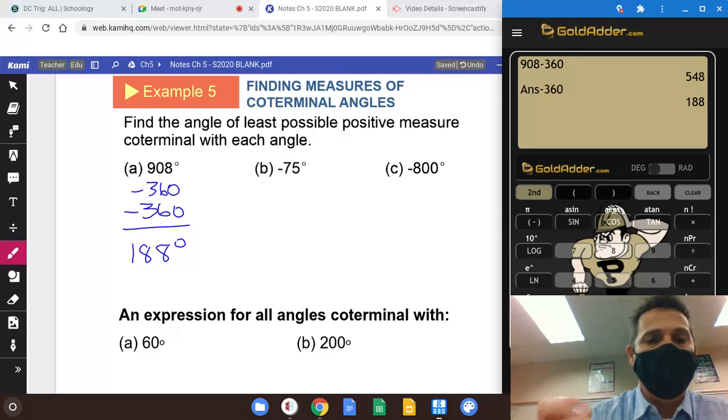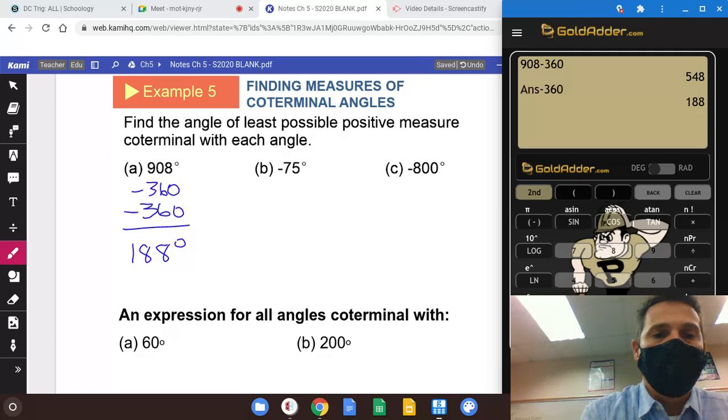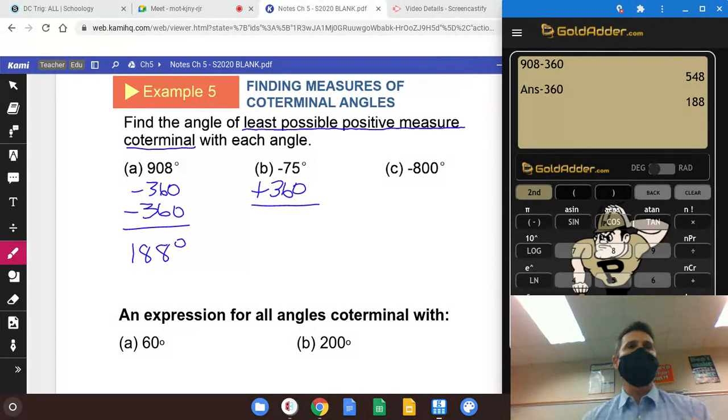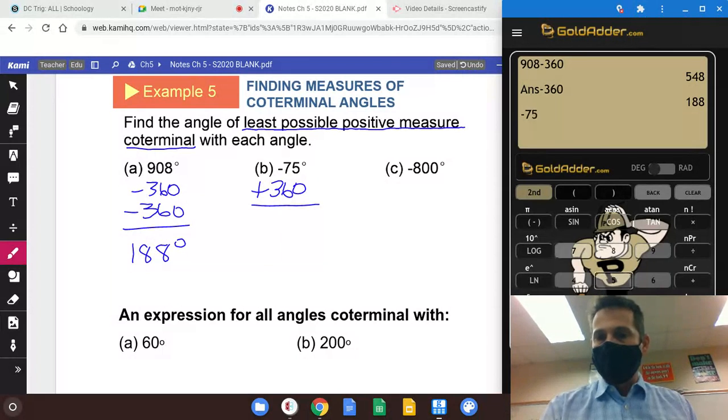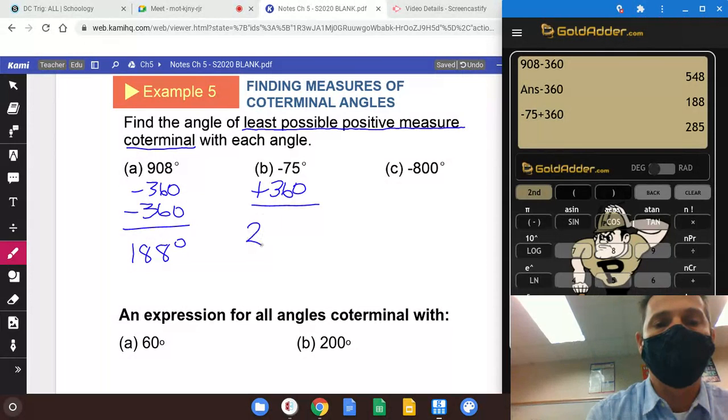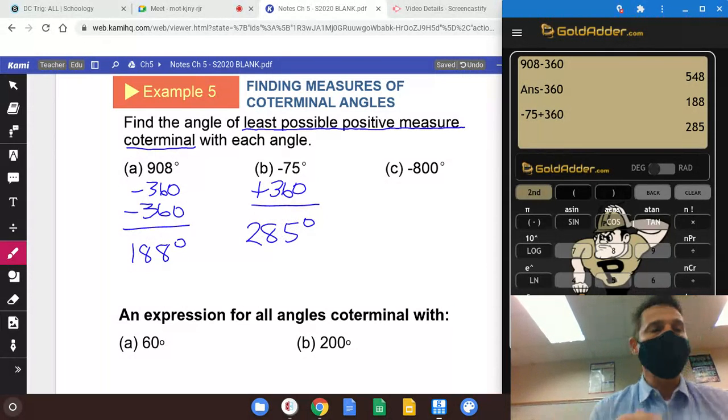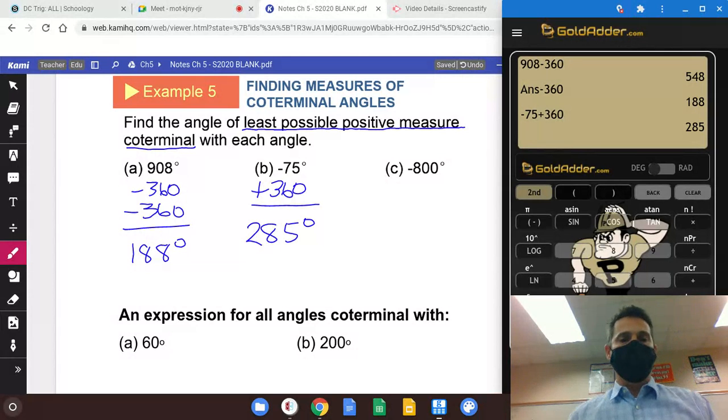So then if I do negative 75, in order to find the least possible positive measure that's coterminal with negative 75, this time I'm going to add 360. All I'm trying to do is get back in between 0 and 360. That's what I'm trying to do. So negative 75 plus 360, 285. If you drew that angle, it'd be in the exact same place as negative 75. It would end in the same place. Don't forget your degrees.